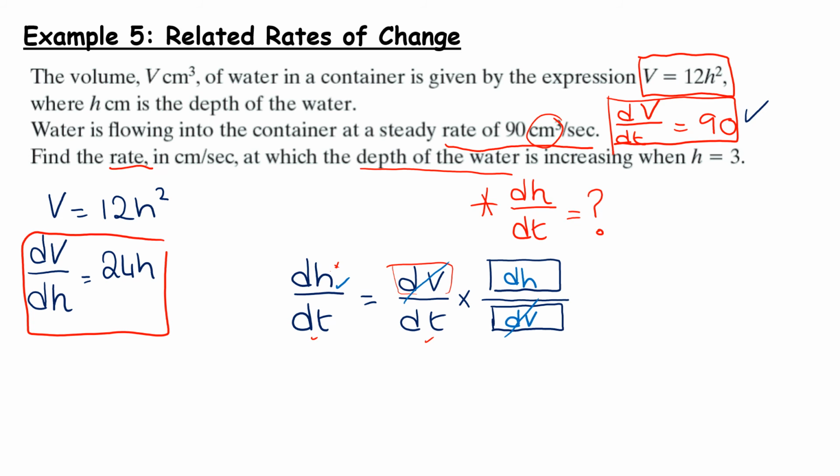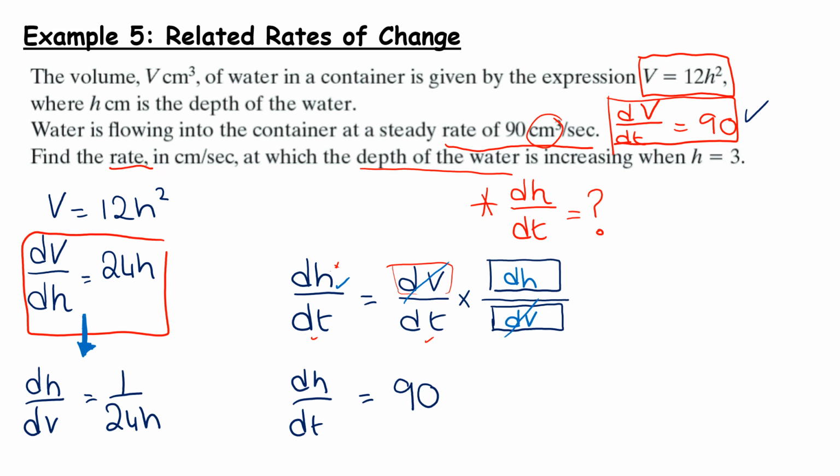Now, I don't have dH dV. I have dV dH, but they're very similar. One is simply the reciprocal of the other. So if I want dH dV, I flip the right-hand side. So it's 1 over 24H. So to work out dH dt, the thing I want, I use dV dt, the thing I was given in the question, and I multiply by dH dV, the thing I worked out that I needed. These are called partial derivatives because we're using bits to create what we want.